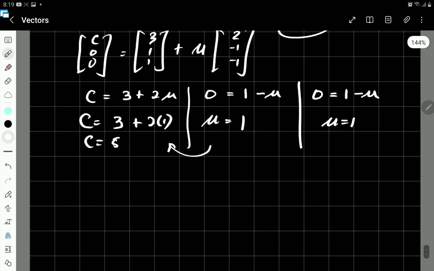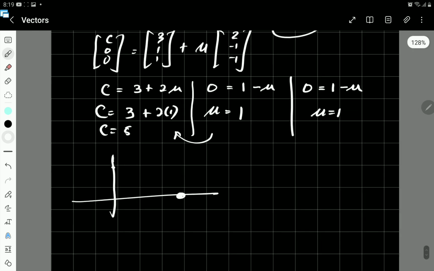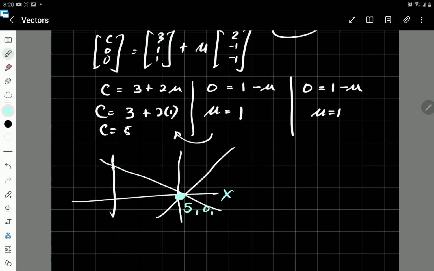What does it mean? It means that the line will pass through, because this is 3D, we don't know which way it goes. It's difficult to pinpoint the direction because you can rotate a three-dimensional object. But what is certain is that it passes through (5, 0, 0). It passes through that point.